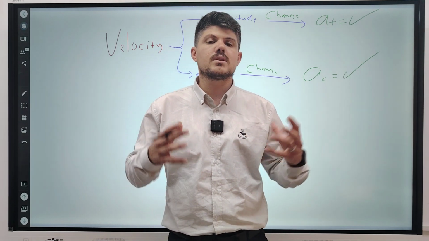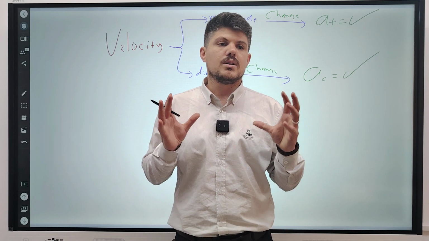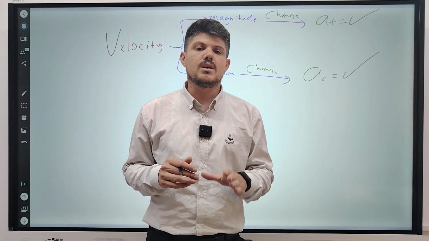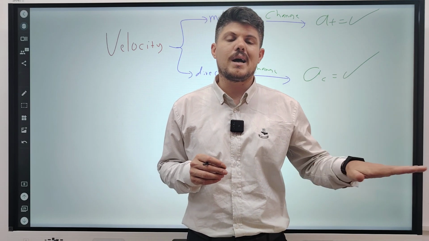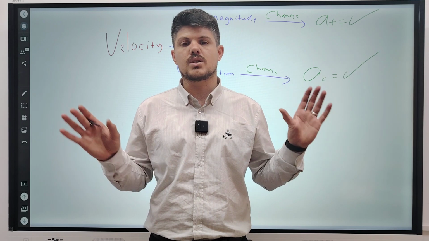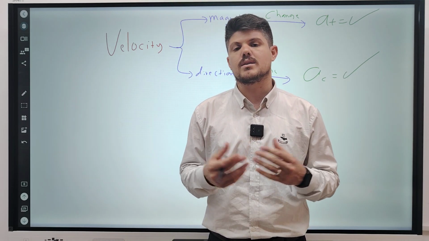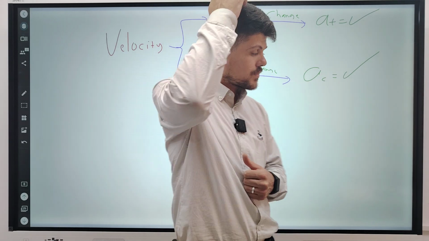So when does the velocity become constant? In a linear path. For example, you can say the object is moving in a linear path toward the east with constant velocity. This is correct. Why? Because neither the direction nor the magnitude changes in that case. Okay?